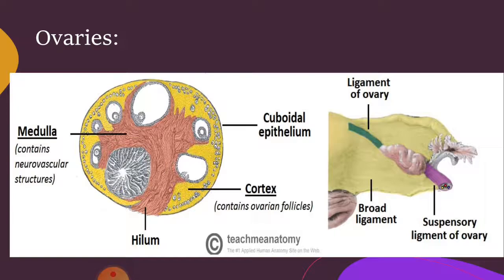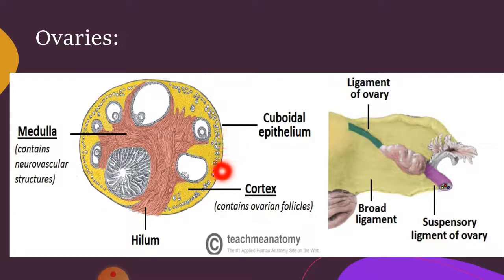Next, we will talk about the medulla. And the medulla is formed by the loose connective tissue, and this is the part that is rich in neurovascular network. So once again, by the histological features, there are three main parts of the ovary: the surface, cortex, and the medulla. The surface is basically comprised of simple cuboidal epithelium.